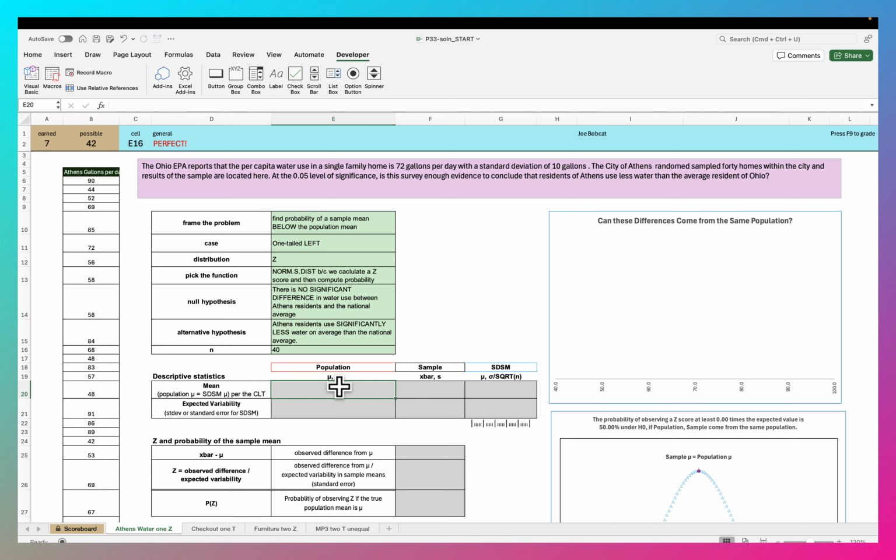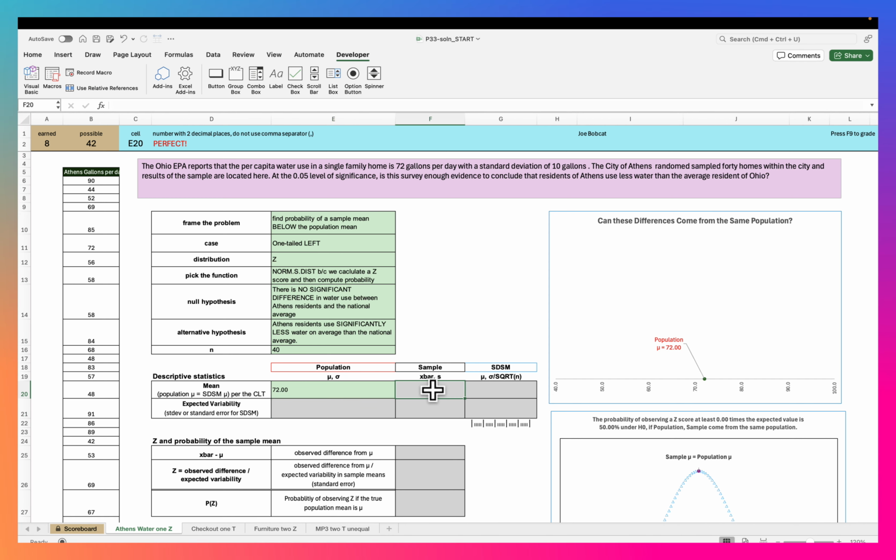All right, now we have some descriptive statistics, and this turns out to be really important. So we have one line that's going to be the mean, and the second line is going to be the expected variability, kind of like the standard deviation line. All right, and then though the names will change. So let's start out with the population. What's the mean of the population? Well, that was given in the problem. That's 72.